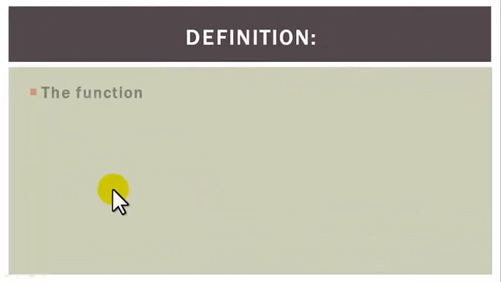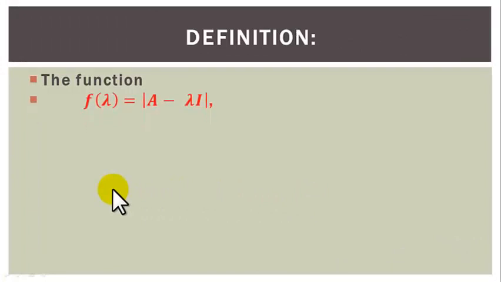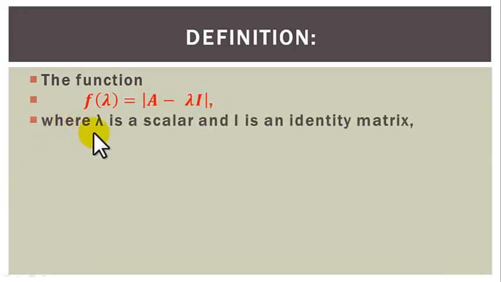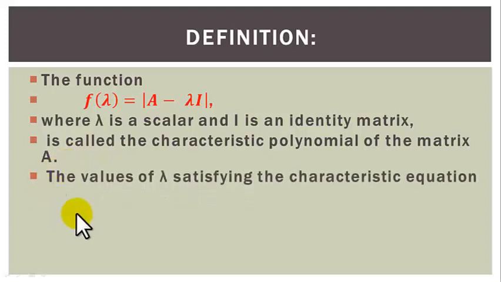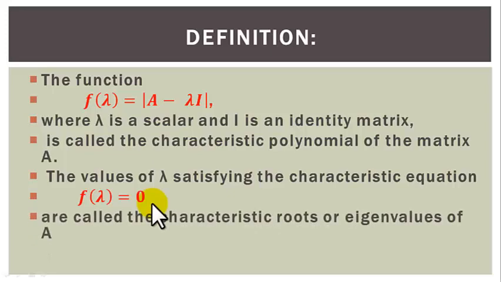Definition: the function f of lambda equal to the determinant of A minus lambda I, where lambda is a scalar and I is an identity matrix, is called the characteristic polynomial of the matrix A. The values of lambda satisfying the characteristic equation f of lambda equal to 0 are called the characteristic roots or eigenvalues of A.